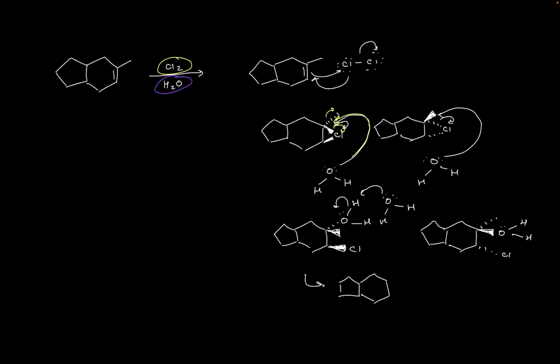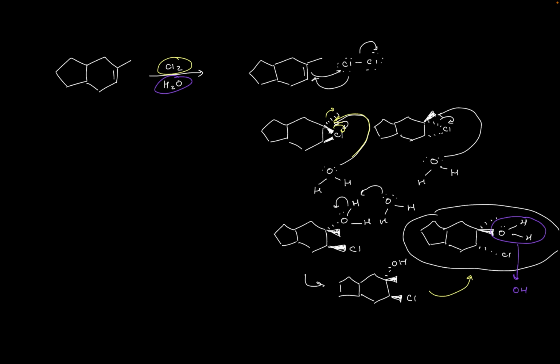So we're going to have this OH here, Cl, and the same thing is true for this guy, just that this will become an OH instead. But stereochemistry wise, these are our final two products. Okay, let's go to another example.